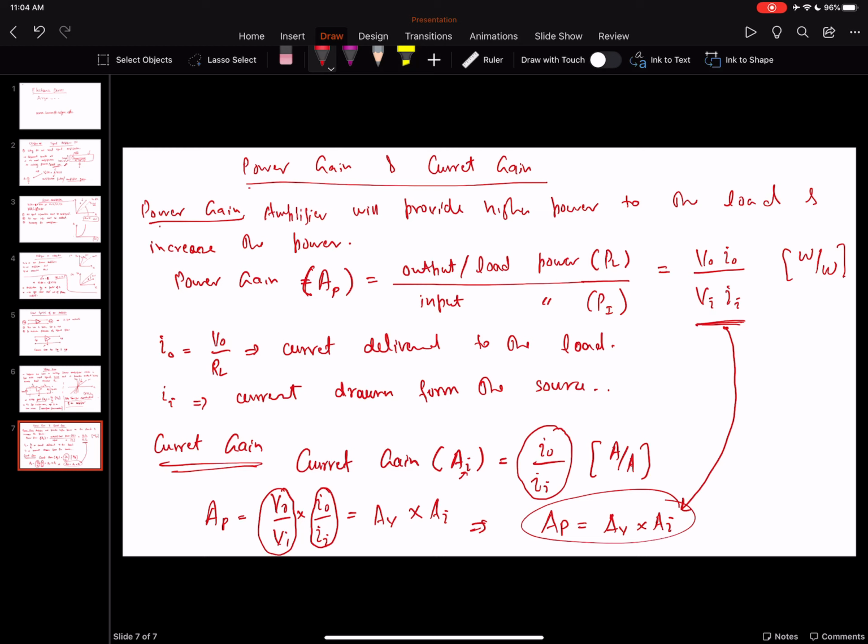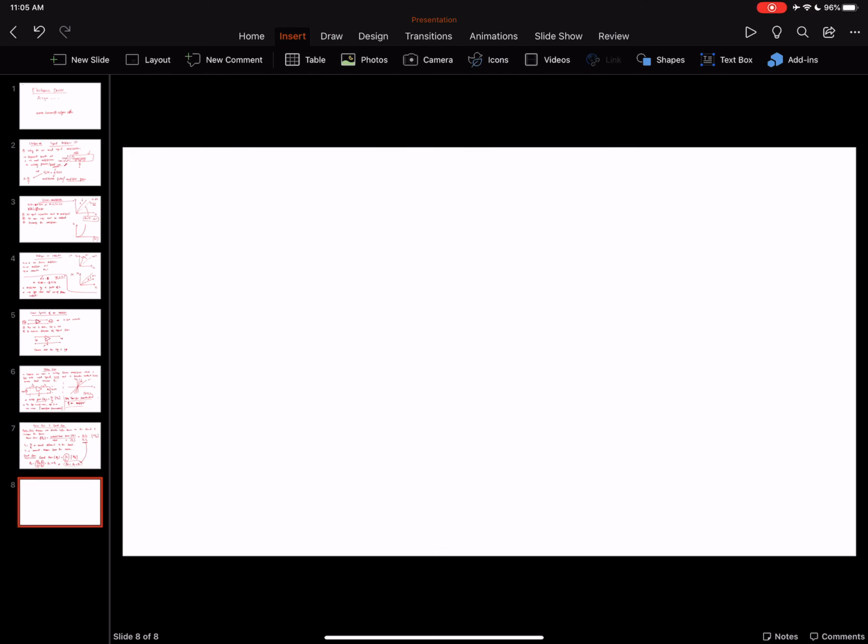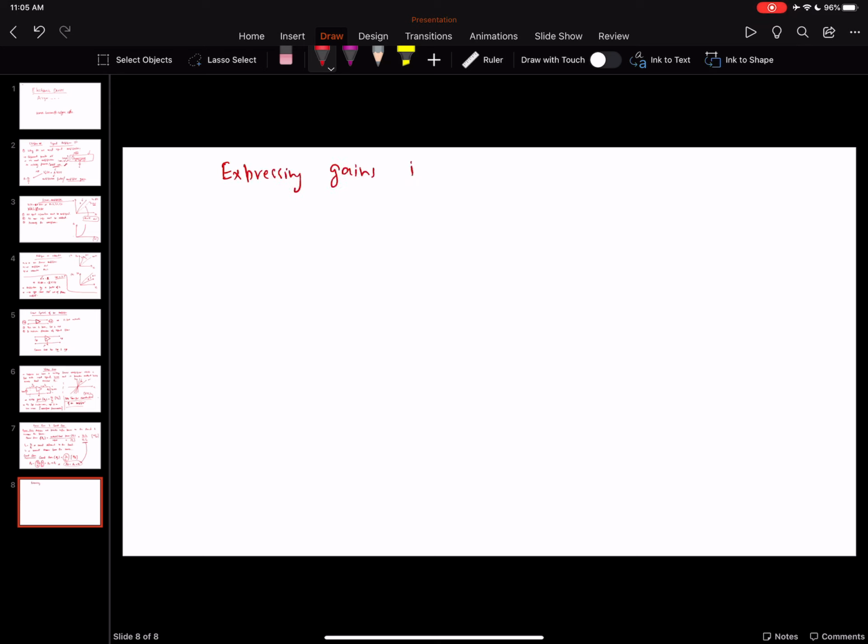We have one more small concept to talk about before we end our lecture today, and then we are going to discuss more topics, and in the next lecture we're also going to do one example that will help clear up these concepts more. Okay, so our last topic for today is how we can express these gains in decibels, right? So, expressing gains in decibels.